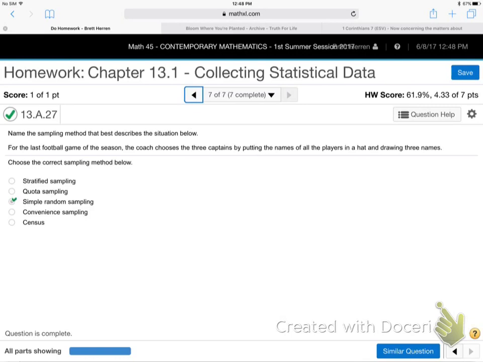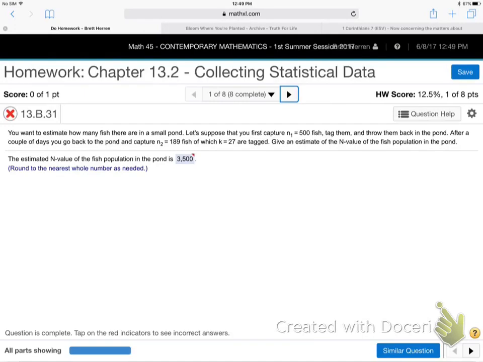All right, let's see. So, what's going to happen? For the last football game of the season, the coach chooses three captains by pulling the names of the players in a hat and drawing three. Oh, that's not weird. That's just simple random. There's a weird one coming, I think. Anyway, coach just throws all the names in a hat, draws three out. Random.